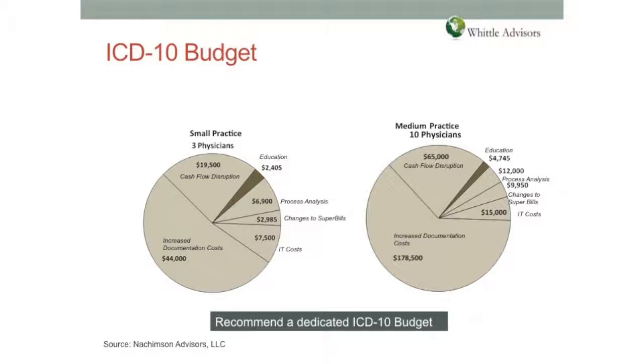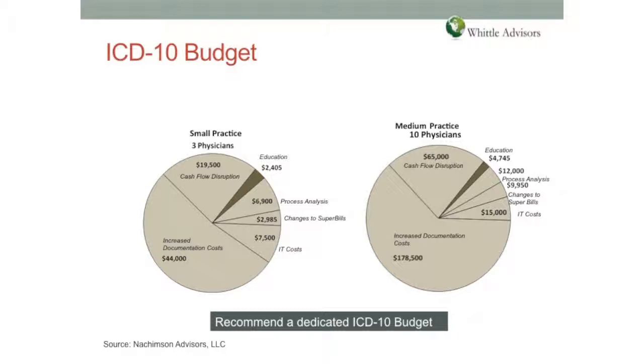I have included a sample budget in your packet or your handouts today. This slide has data that comes from NATCH and some advisors. This is a Washington, D.C.-based consulting company. And so he has estimated that for a small practice having 3 physicians, you're looking at somewhere around $70,000 of impact due to the transition. It comes from cash flow disruption. And remember, we'll talk about that in the future.